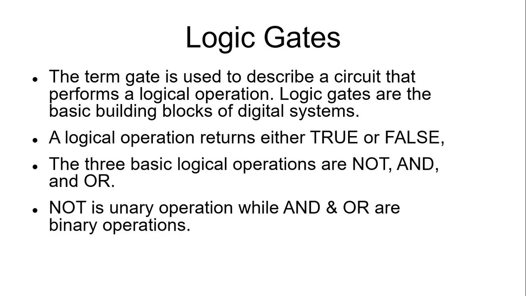The operands of a logical operation are logical statements. There are three basic logical operations: NOT logical operation, AND logical operation, and OR logical operation. AND and OR logical operations are binary operations. They require at least two operands. NOT logical operation is a unary operation. It requires a single operand.